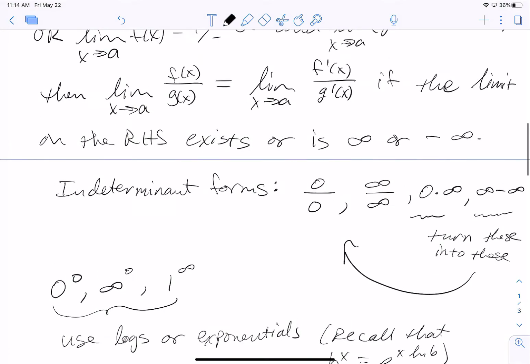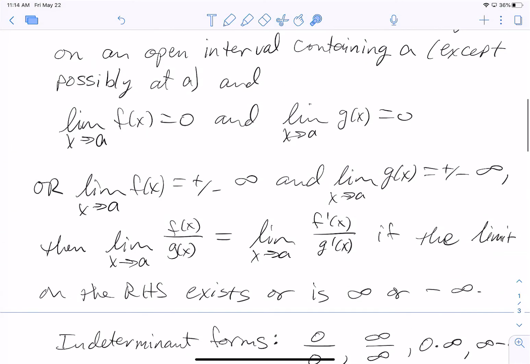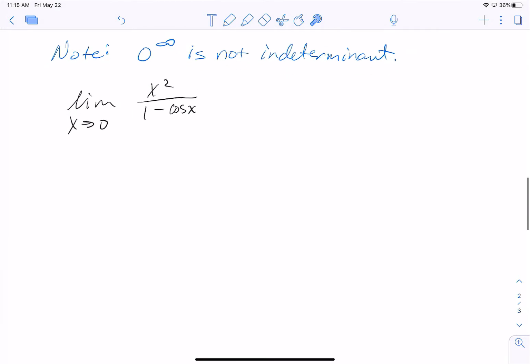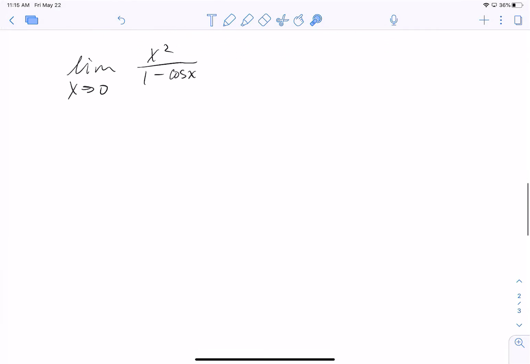The limit as x approaches 0 of x squared divided by 1 minus the cosine of x. The first thing we have to do is check to see whether L'Hopital's rule applies. Remember, we have to have both limits be 0 or both limits be infinity. I'm going to stop saying plus or minus infinity because it gets old, but let's say it's implied every time I say it now. So we check by direct substitution.